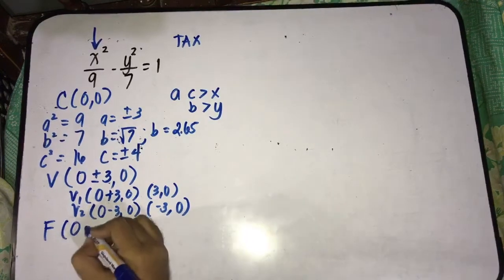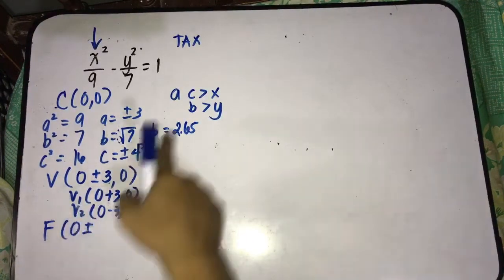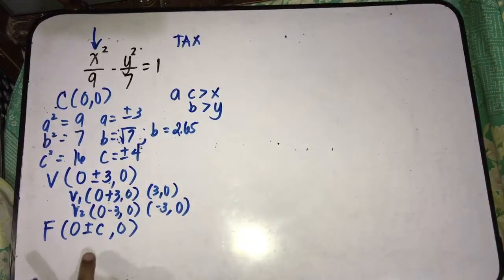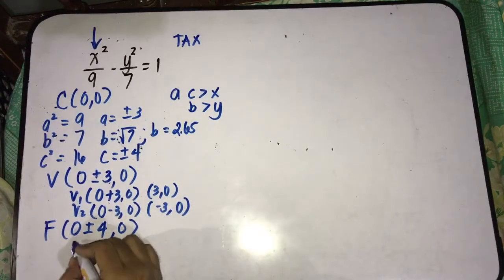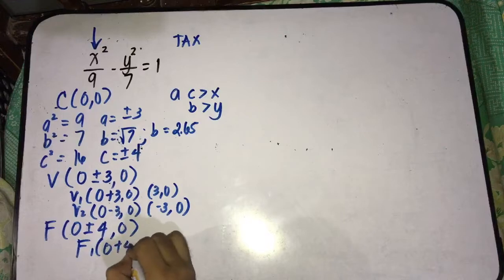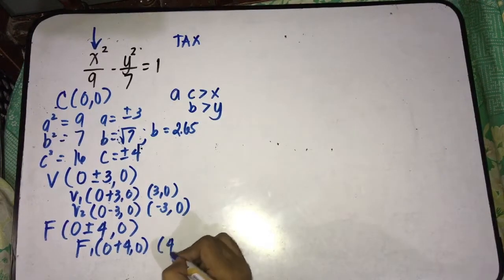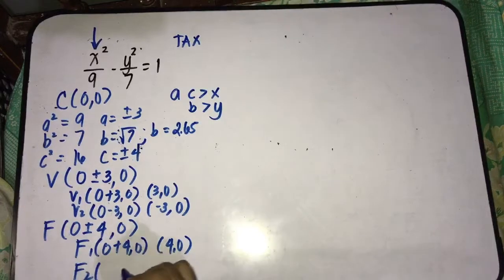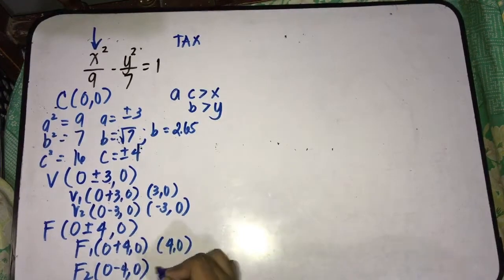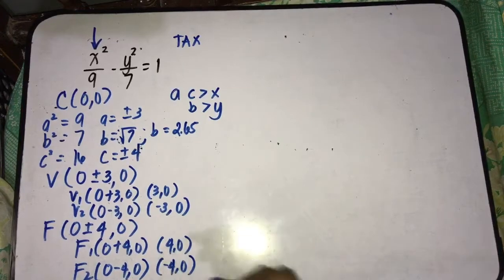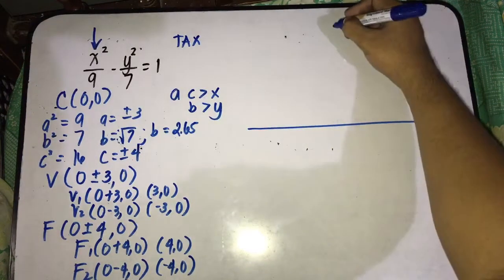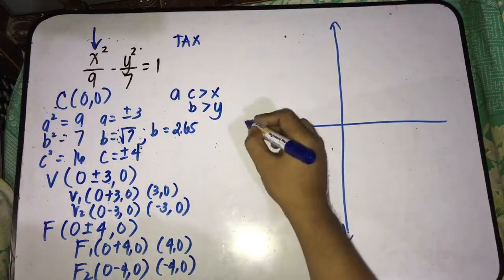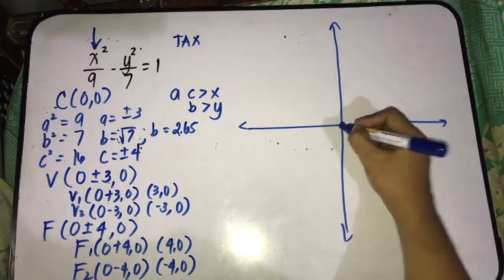And for the foci, again, we'll be changing the x-coordinate of the center. We'll be adding and subtracting c. So the formula is 0 plus minus c, 0. And that will be 0 plus minus 4, 0. F1 is 0 plus 4, 0. That becomes 4, 0. For our F2, that is 0 minus 4, 0. And that is negative 4, 0. And for the co-vertices, or the conjugate axis, or the minor axis, that is for W1 and W2.